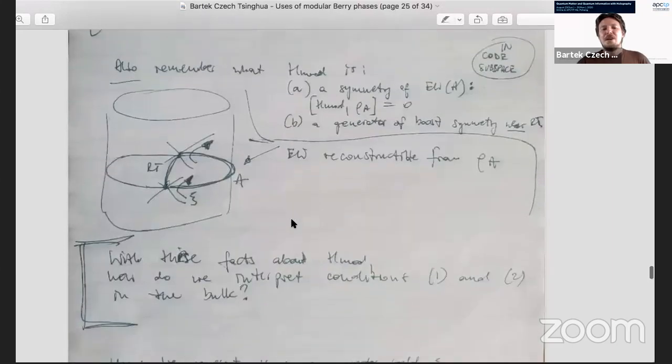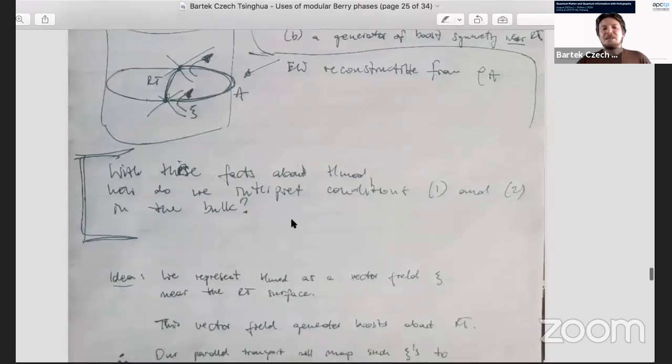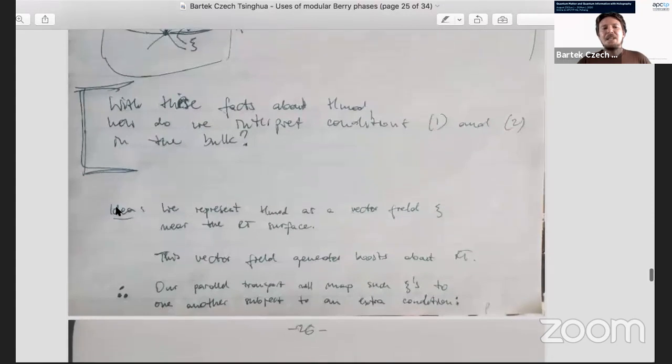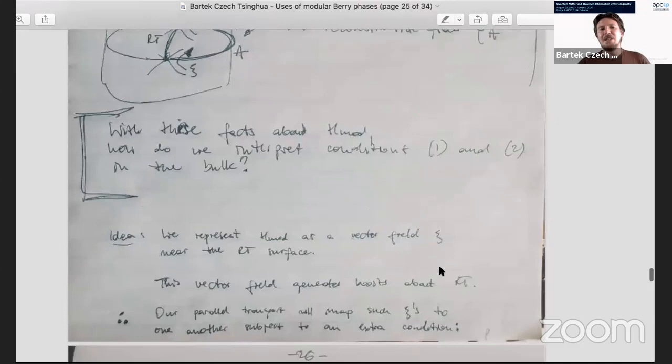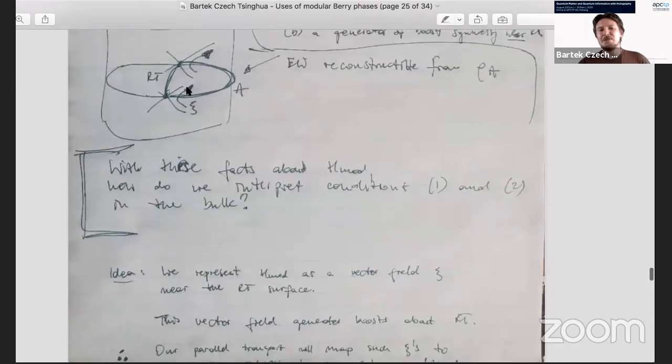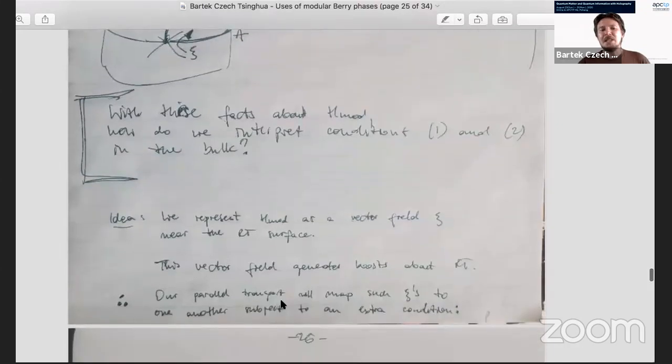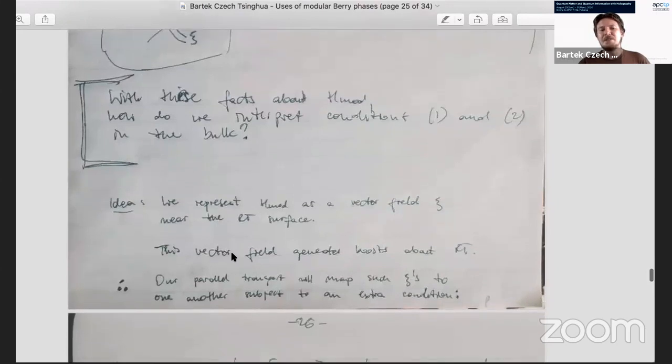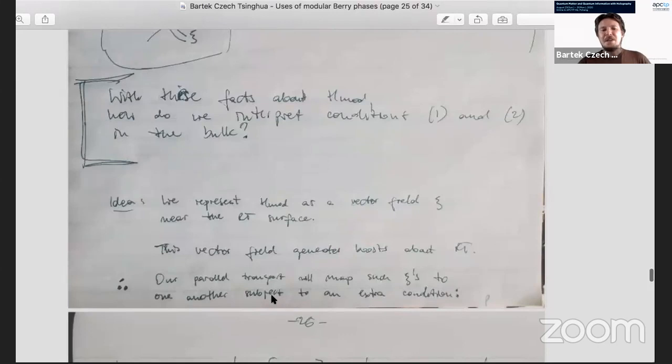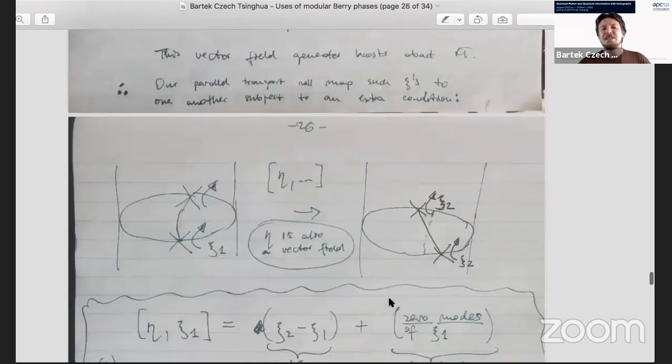So how to phrase this more explicitly? The idea is we represent H mod as a vector field psi near the RT surface. This vector field will generate boosts about the RT surface. So this is what we have drawn so far here. And then the parallel transport is supposed to map this psi, so one of these vector fields, to another vector field subject to an extra boost by the new RT surface, with some extra conditions.